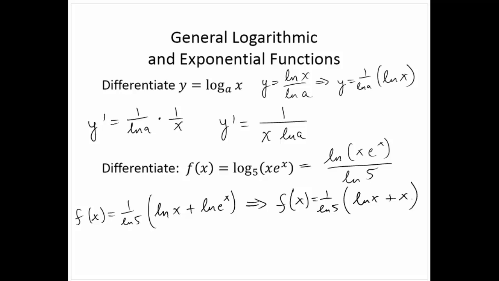Now I'll calculate the derivative. F prime of x is 1 over the natural log of 5 times 1 over x plus 1. So that actually turns out to be very simple if you use some properties of logarithms.